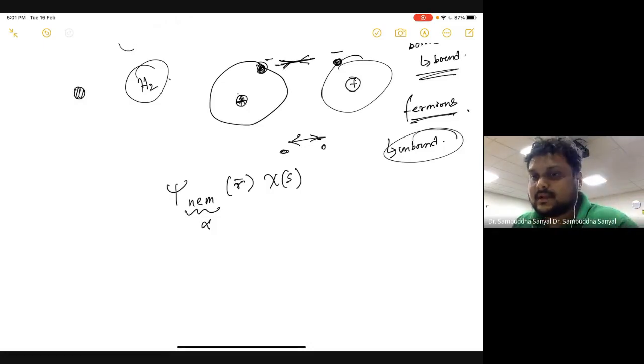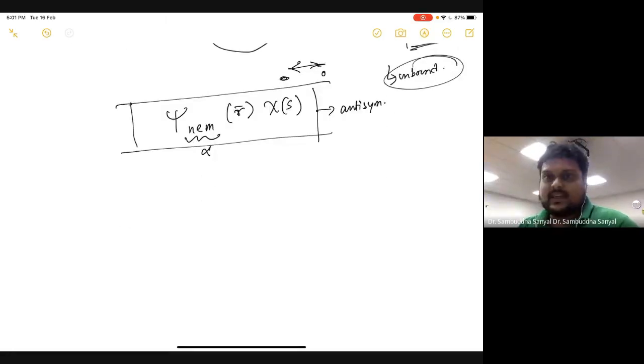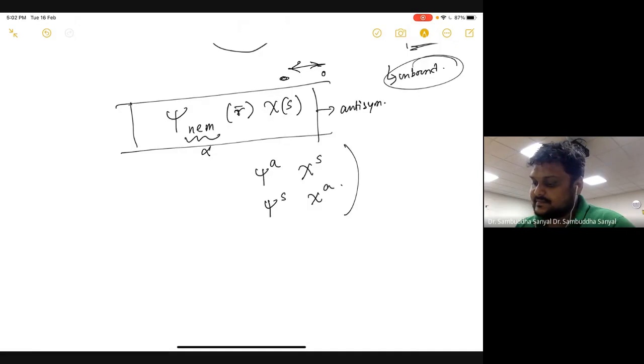So now the question you have to ask is this: when I say electrons are fermions, that is because this whole wave function is fermionic. That means this whole thing is antisymmetric. Now it is made of two parts. So if a two-part thing has to be antisymmetric, then it can happen in two ways. Let's say there is a psi part and a chi part. Either this has to be antisymmetric and this symmetric, or this symmetric and this antisymmetric. These are the two ways this whole thing can be antisymmetric.